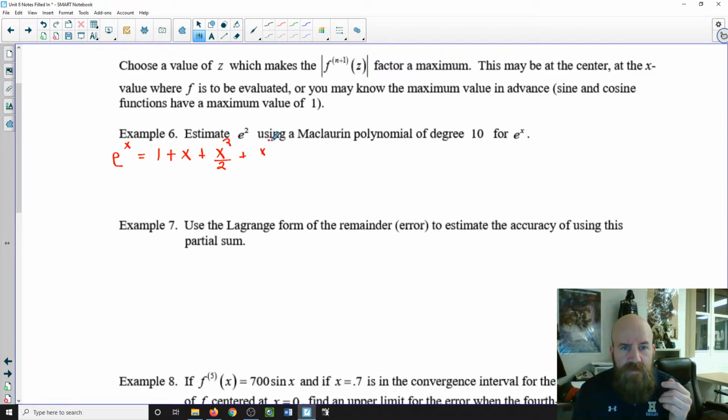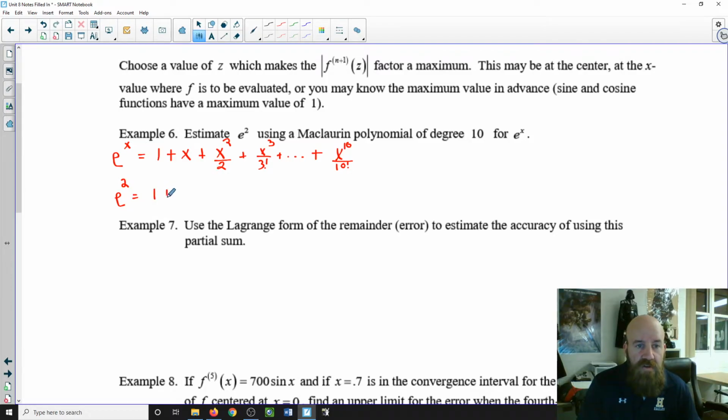We have all of those laid out, 3 factorial and so on. If we go all the way to the 10th degree Taylor, we have x to the 10th over 10 factorial. That's going to be the Maclaurin we're going to use, and we're going to evaluate this at 2. So x is 2 because we want e squared.